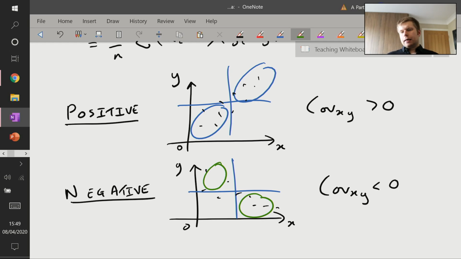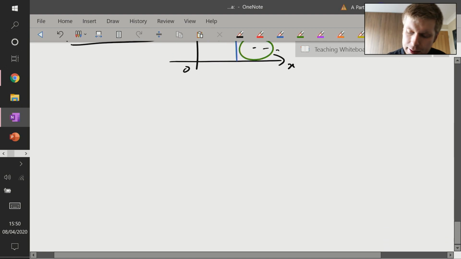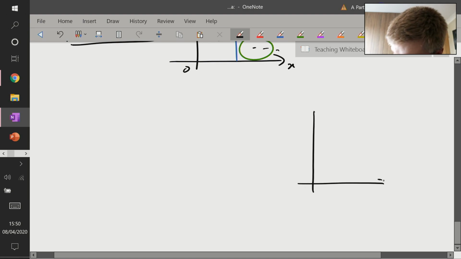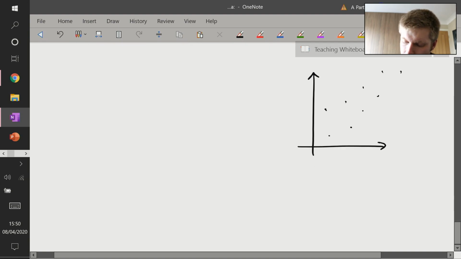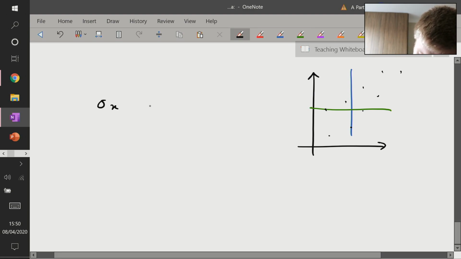Now what I want to do is try and put it all together to understand the strength of the correlation. So let's just take the case of positive correlation first of all. If I have values that kind of look like this, it's still positive correlation, right? But it's quite spread out. So in other words, if I look at the standard deviation in both my X and my Y values, my maths and my stat score, they should both be quite big. So sigma X and sigma Y should be large.